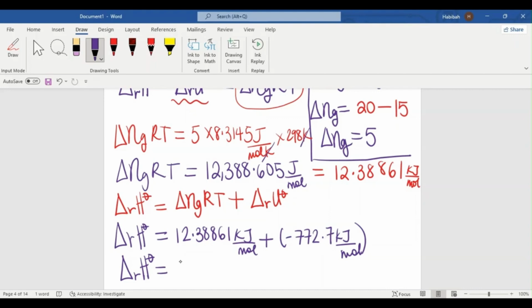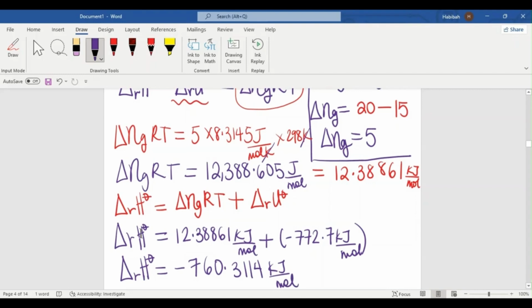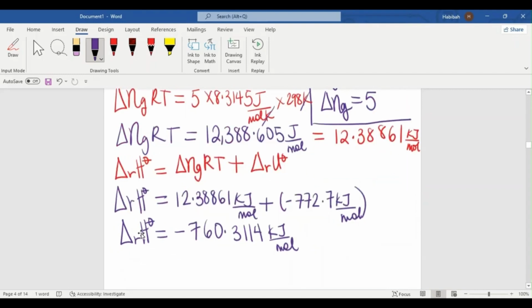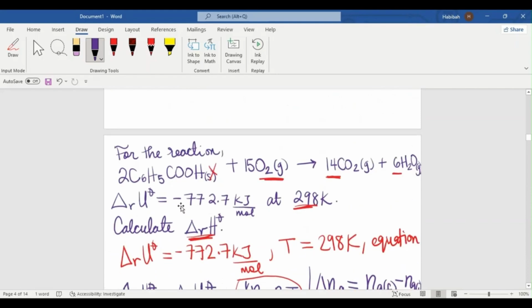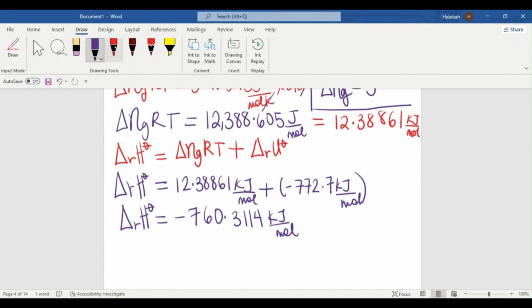When you put that in your calculator, you're going to end up getting negative 760.3114 kilojoule per mole. And of course, you can go on to approximate based on what we're given. So we've been given this question in 4 sig figs or in 1 decimal place, and we can just apply that same information to the answer for this question.